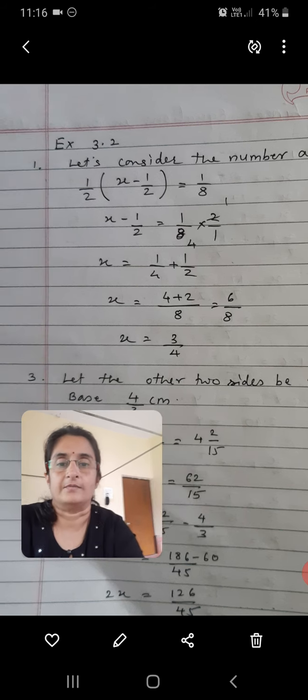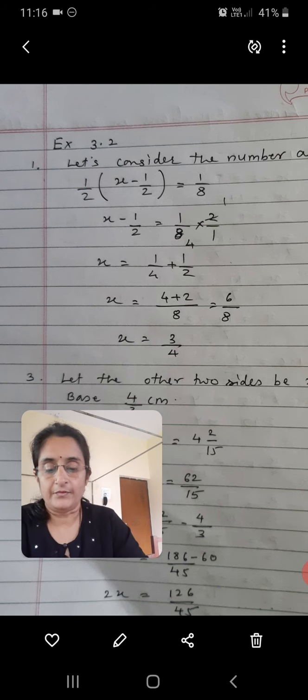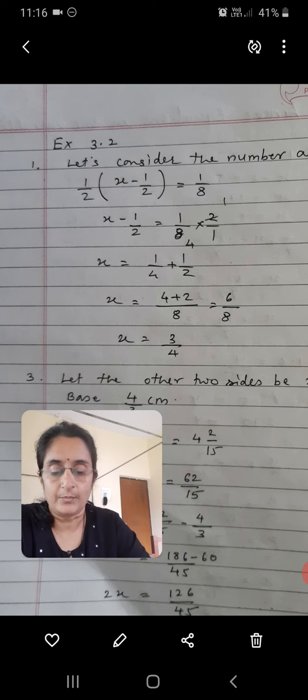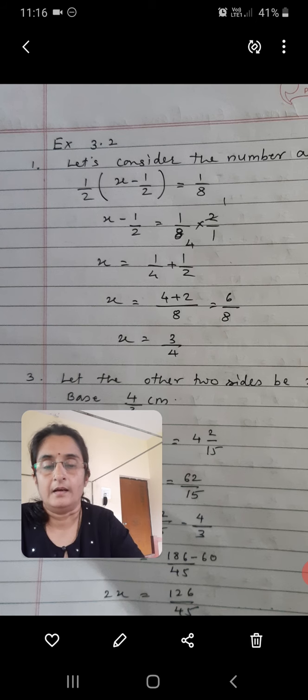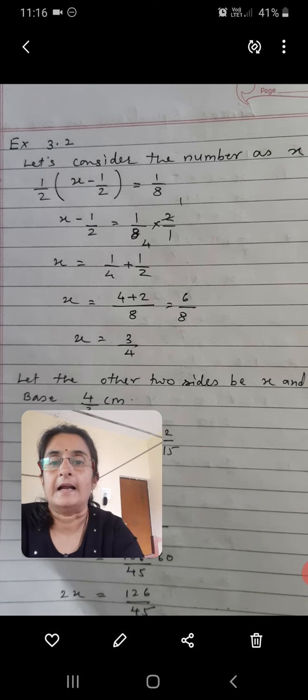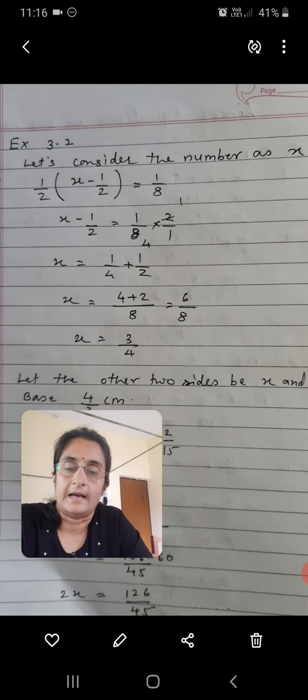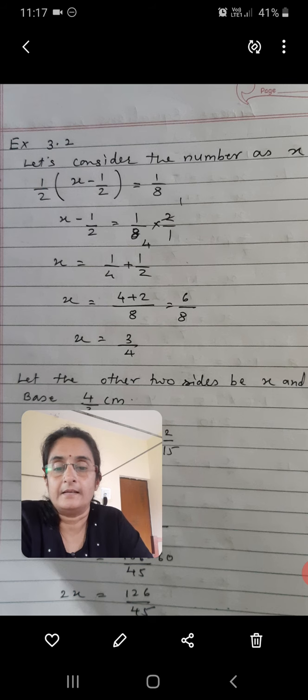That is the first one. If you subtract 1 upon 2 from a number and multiply the result by 1 upon 2, you will get 1 upon 8. What is the number? So a number is there, from that 1 upon 2 is subtracted and the answer is multiplied again with 1 upon 2 and that gives us 1 upon 8. So how will we make the equation?